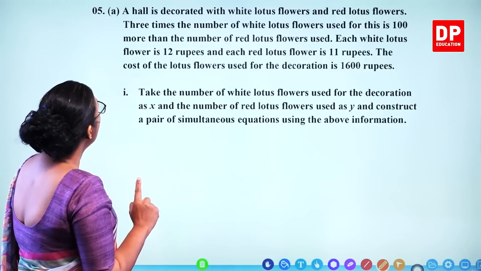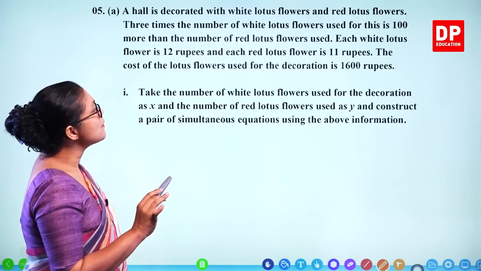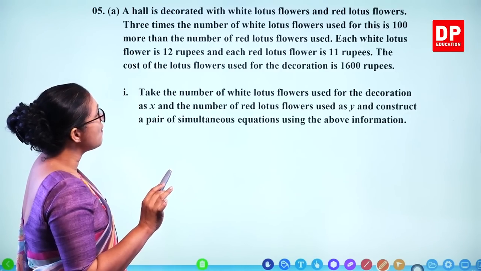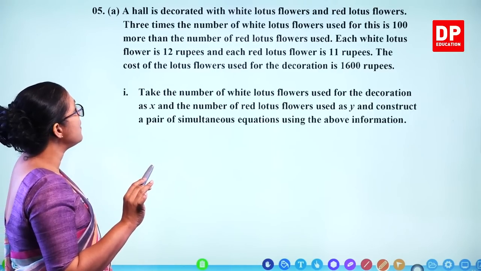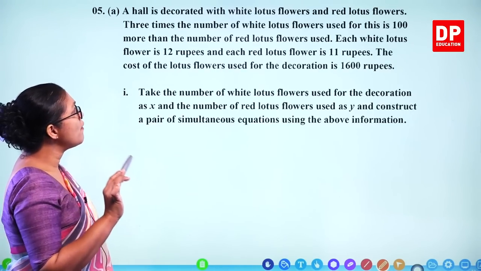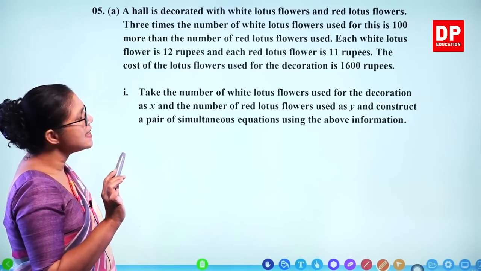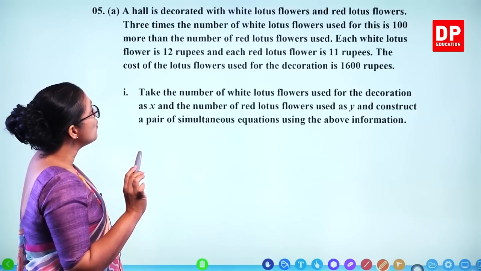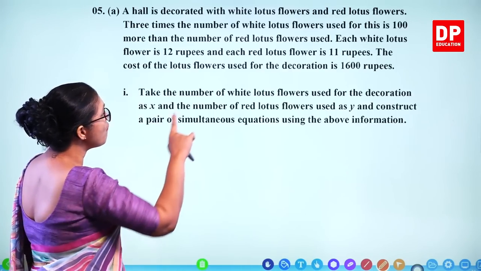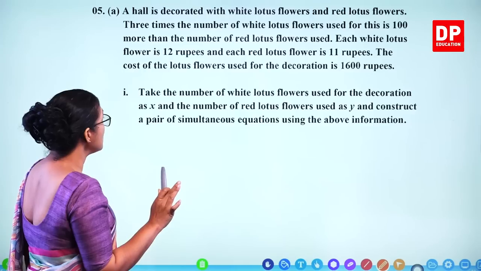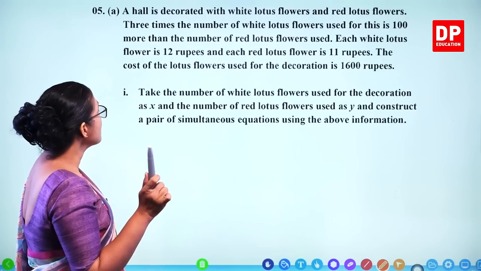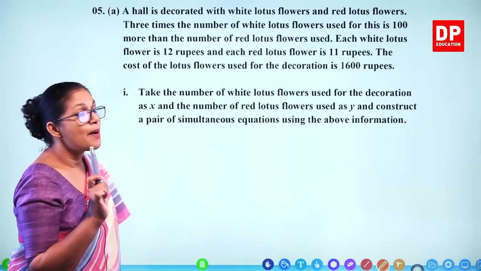Part A. A hall is decorated with white lotus flowers and red lotus flowers. 3 times the number of white lotus flowers used for this is 100 more than the number of red lotus flowers used. Each white lotus flower is 12 rupees and each red lotus flower is 11 rupees. The cost of the lotus flowers used for the decoration is 1600 rupees. Take the number of white lotus flowers used for the decoration as x and the number of red lotus flowers used as y and construct a pair of simultaneous equations using the above information.